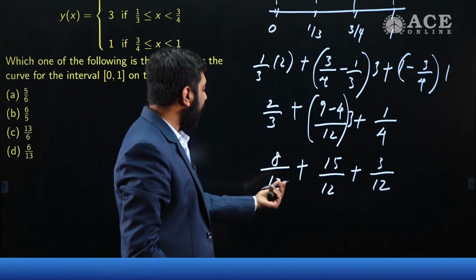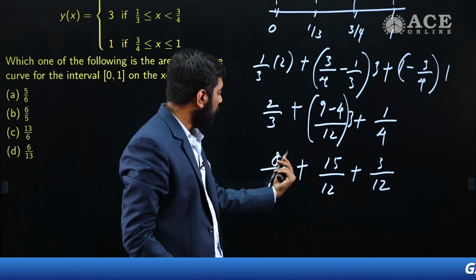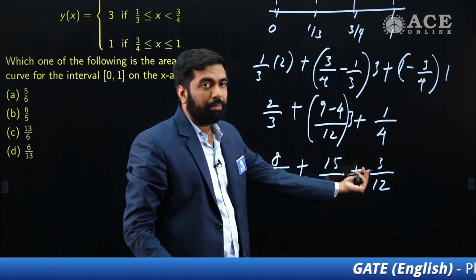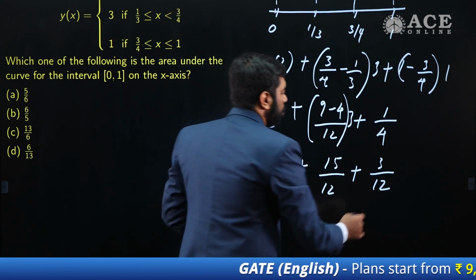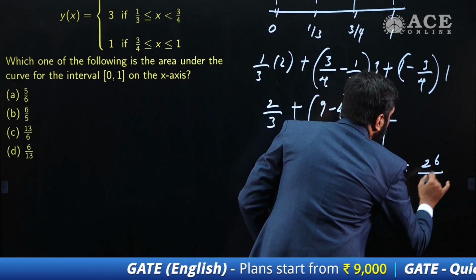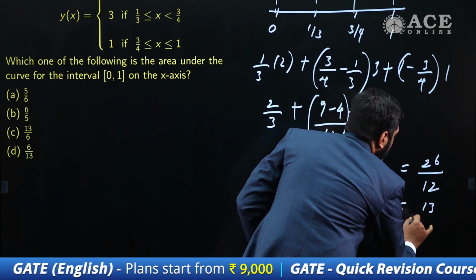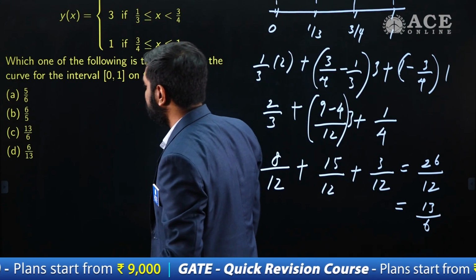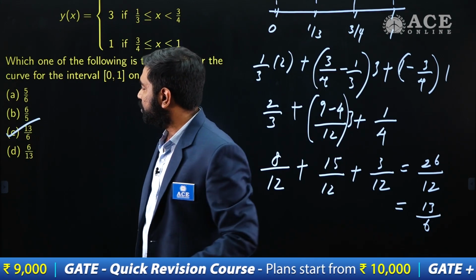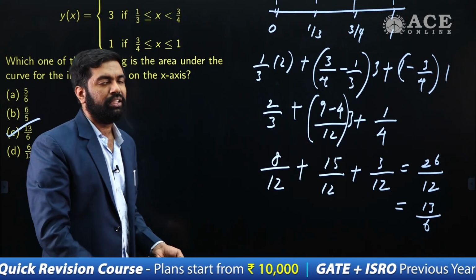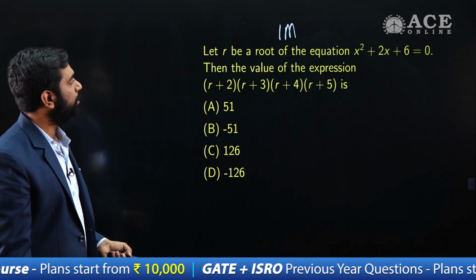Now you can add it. How much is this? So this is 23. 23 plus 3 is 26. So 26 by 12. After simplification, you get 13 by 6. Do we have an option like 13 by 6? Yes. So the answer for this question is 13 by 6. Let's go to the next problem.